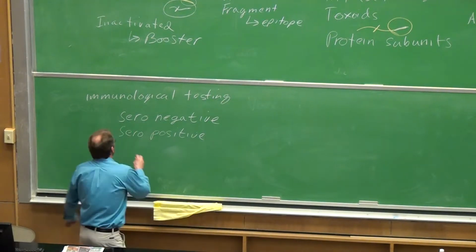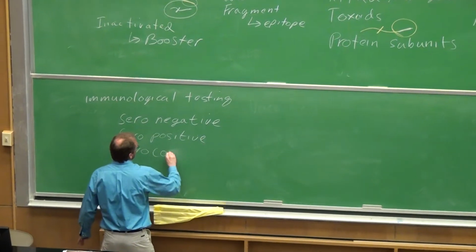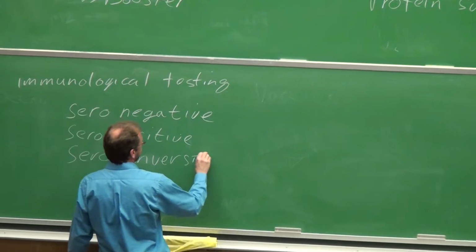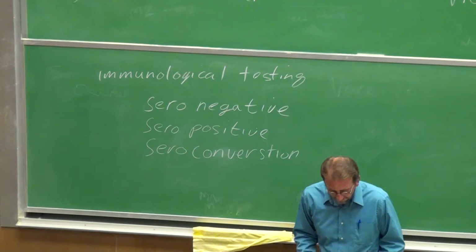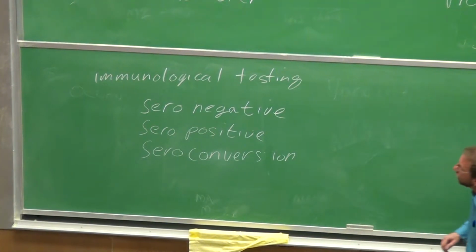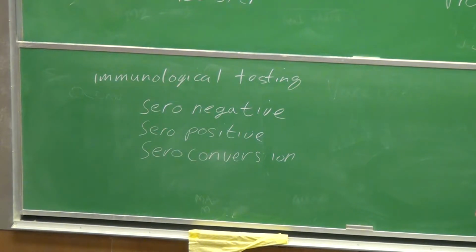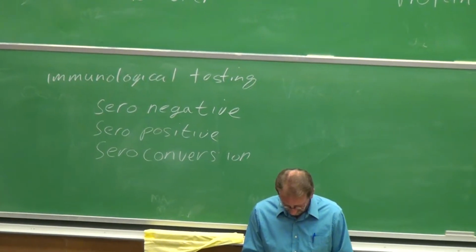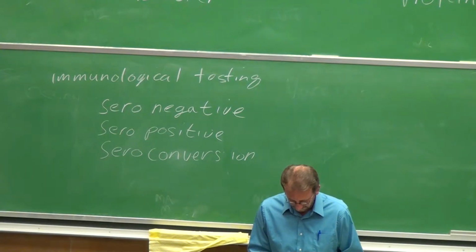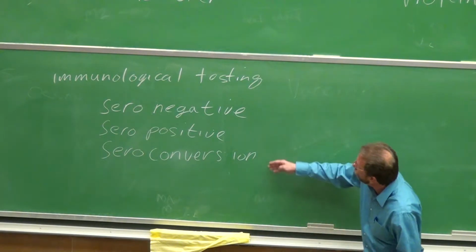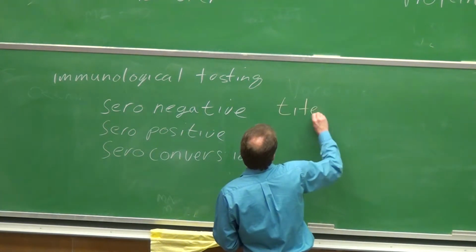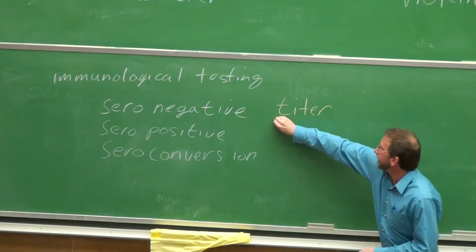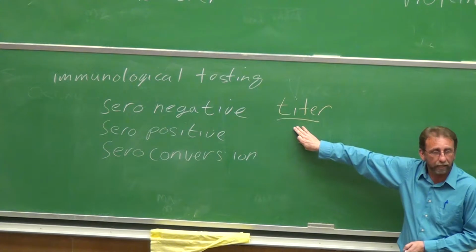This is a seroconversion, in which case you have gone from not producing the antibody to producing the antibody. What we say here then is that your antibody titer has increased. This is the concentration of antibodies that you have circulating.